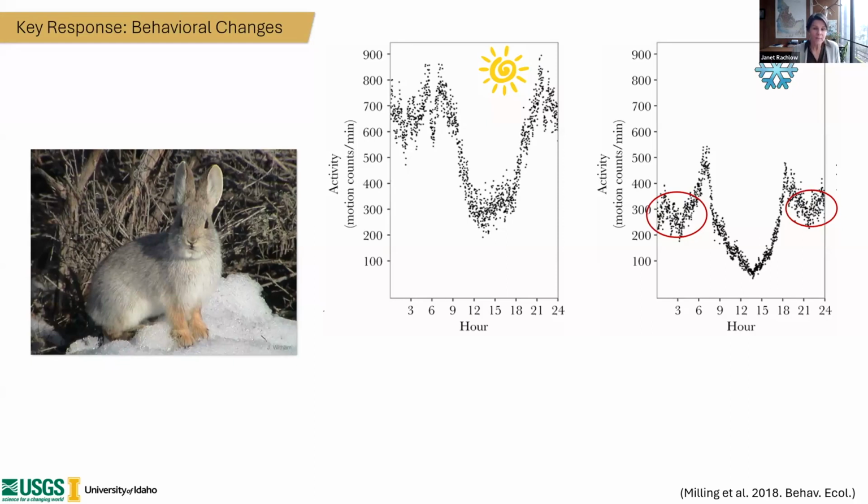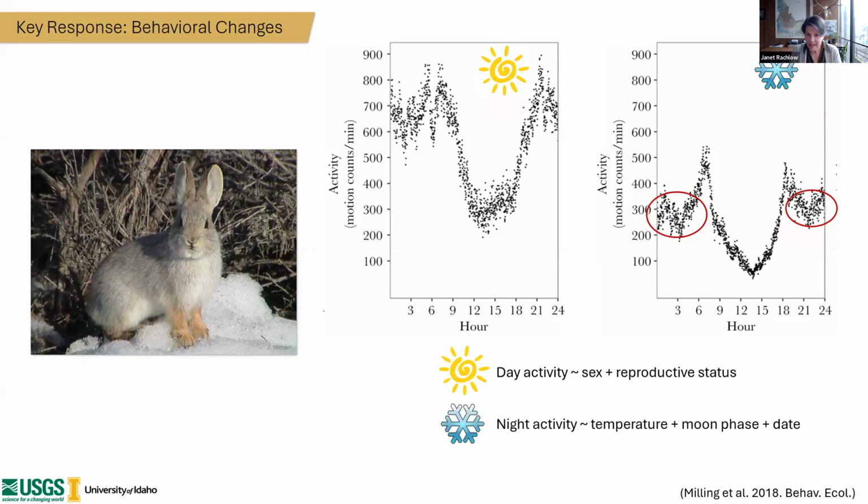So you can hit the slide going forward. We also modeled factors that affected activity during the night, during the summer, and that should say nighttime activity. So nighttime activity during the summer, not a surprise, is affected by the sex of the animal and also their reproductive status. But during the winter, temperature and moon phase had the largest effect on whether or not animals were active.